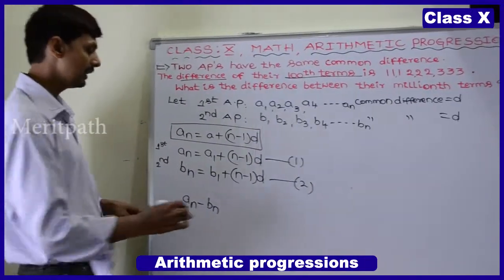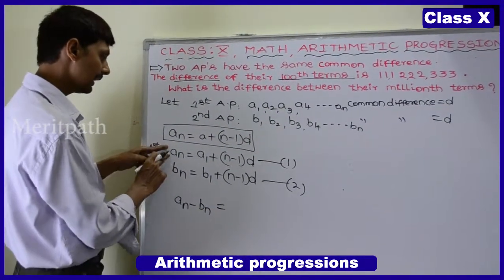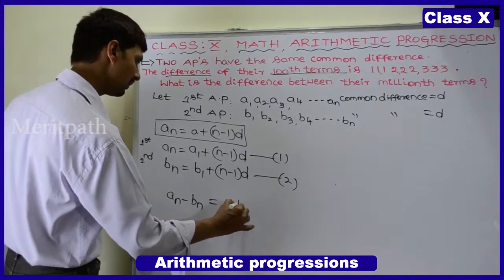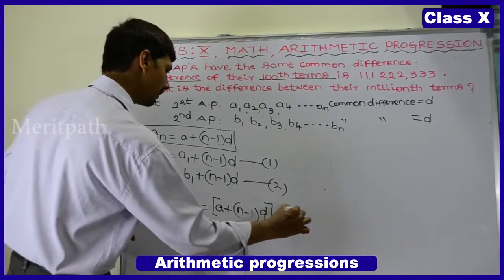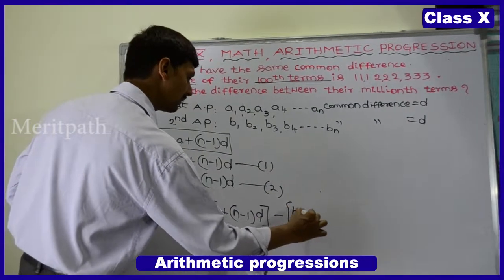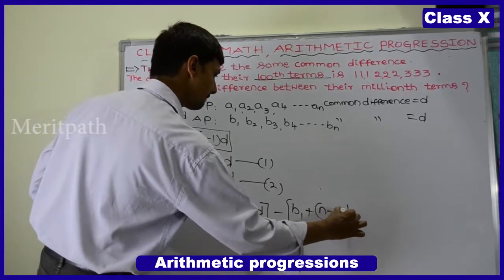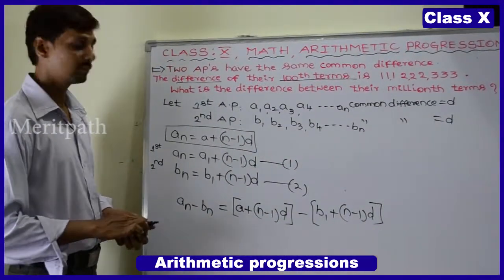So an minus bn is equal to, first, an minus bn is equal to a plus (n minus 1) into d, minus b1 plus (n minus 1) into d. We need to subtract these two.